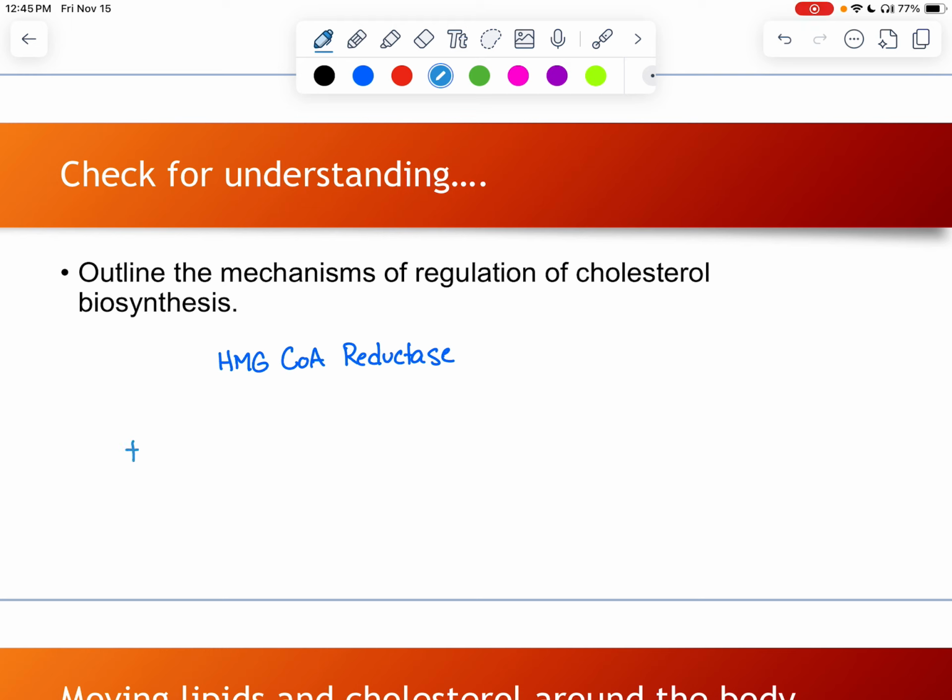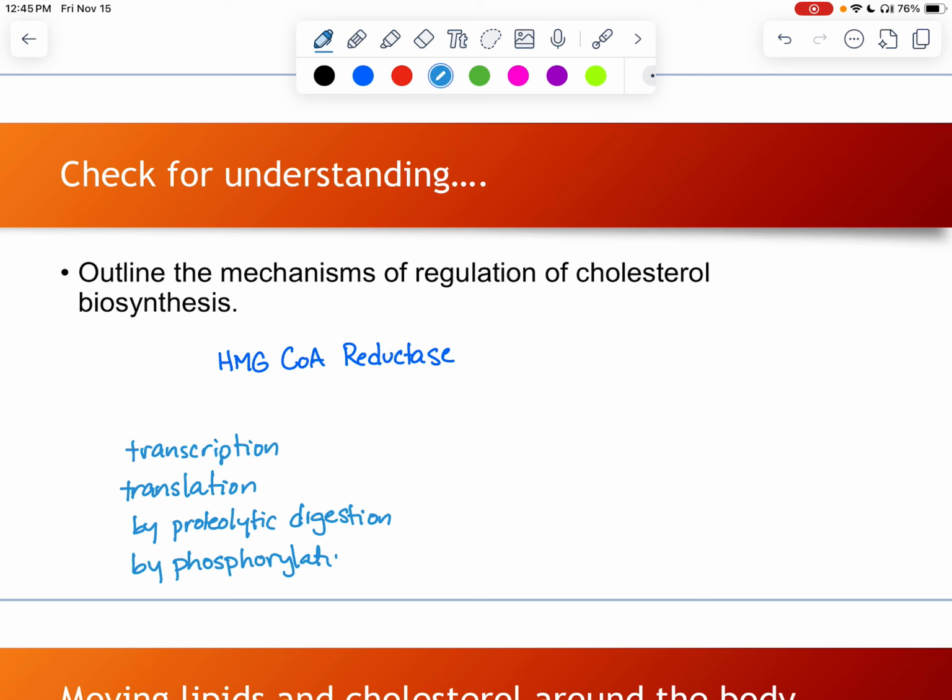We can regulate it at the transcription phase. We can regulate it at the translation phase. We can regulate it by digesting it, proteolytic digestion of the enzyme. We can control it by phosphorylation, and that would be from our kinase cascade, from hormone signaling, turning on that AMP kinase and phosphorylating it. Why do we want to know these things? Because, again, high cholesterol is a problem, and the more we know about the synthesis, the more we can target drugs at these places of regulation.